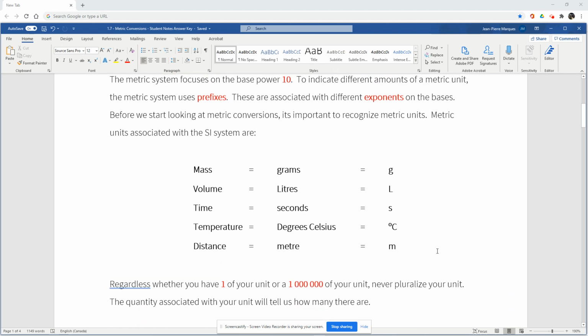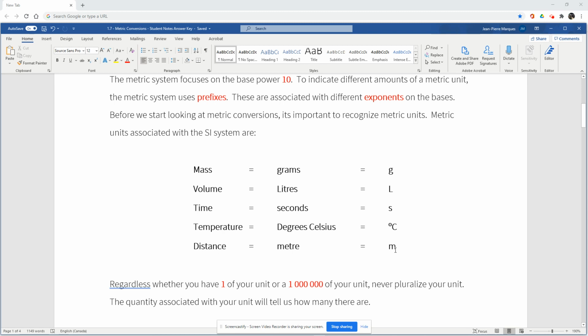Okay, one last little thing. Regardless of whether you have one of your units or a million of your units, you should never pluralize your units when you are expressing it. For example, if I describe students, I add an S to it, indicating there's more than one. If I have 30 students or 48 horses or $26, I typically add an S to indicate there's a plurality there, there's more than one.